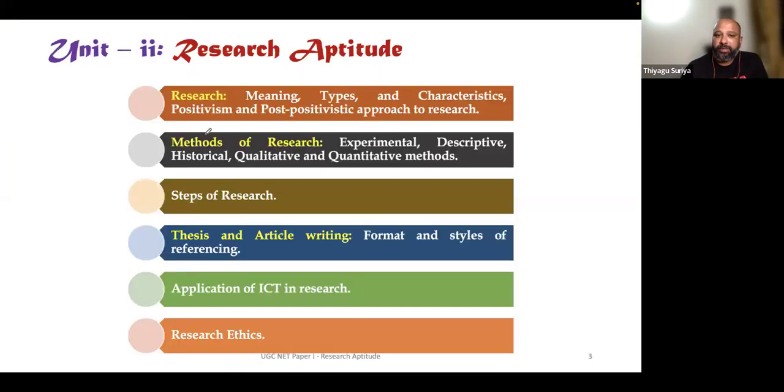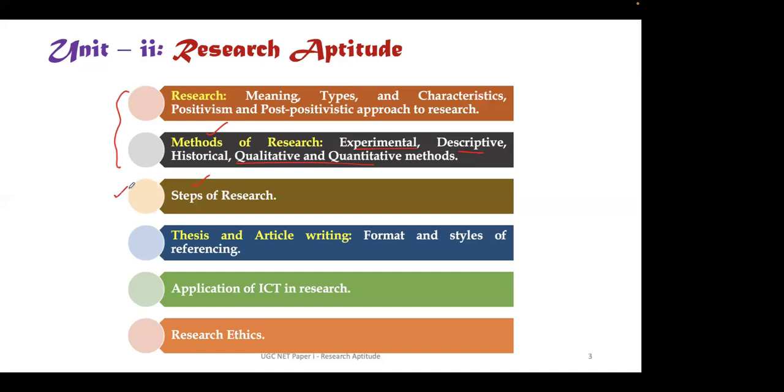The first part is methods of research. In the second portion, they talk about experimental method, descriptive, historical, and qualitative and quantitative research. These are the things I'm going to cover as part of my presentation. After this, there is a topic called steps of research. There are steps we have to follow in a sequential order while doing research. The same thing we discuss here.